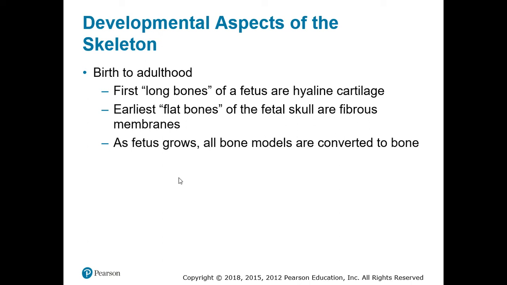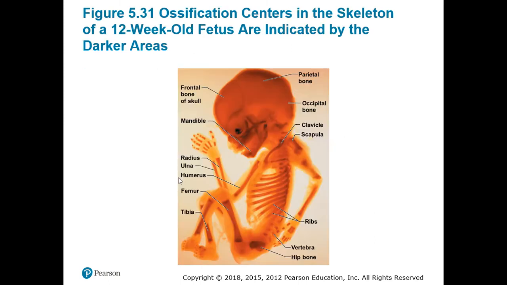The first long bones in a fetus are going to be hyaline cartilage. And flat bones, typically the fetal skull, are made up of fibrous membranes. And as the fetus grows in the womb, all that cartilage is converted into bone. We learned about this when we learned about the development of bone. So here is typically a skeleton of a 12-week-old fetus, and the ossification process is indicated by darker areas. You can see these darker areas are where a lot of that cartilage is being turned into bone.